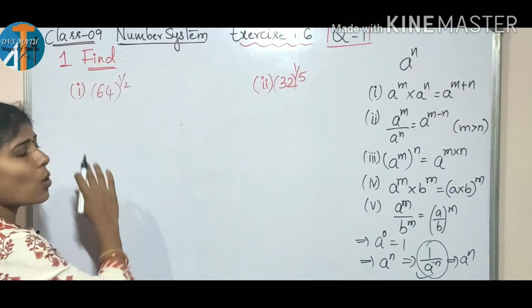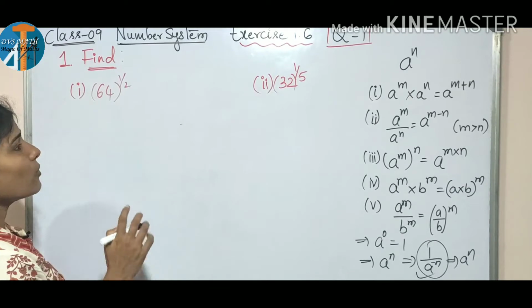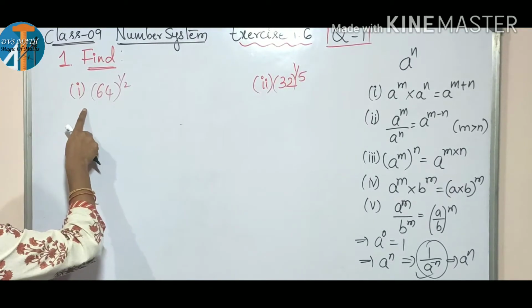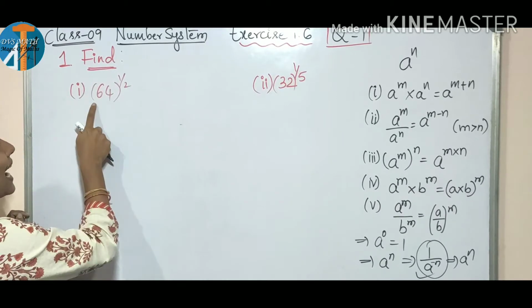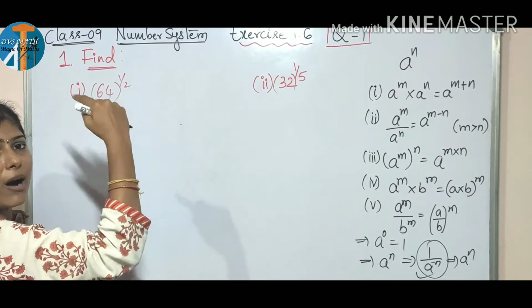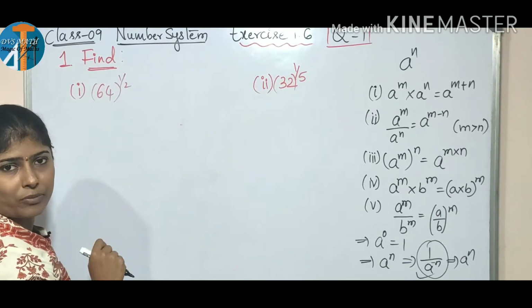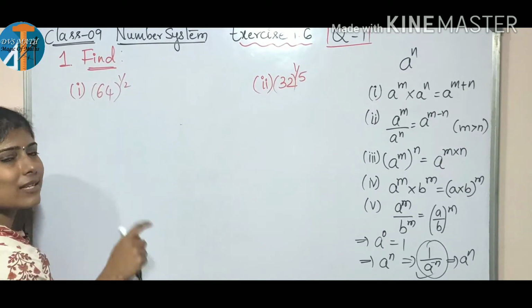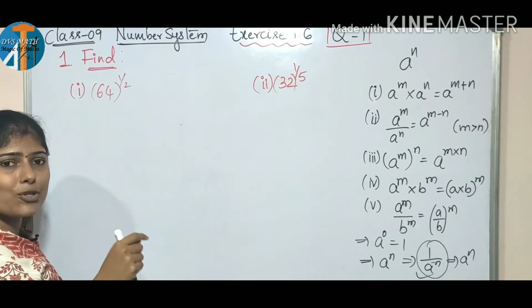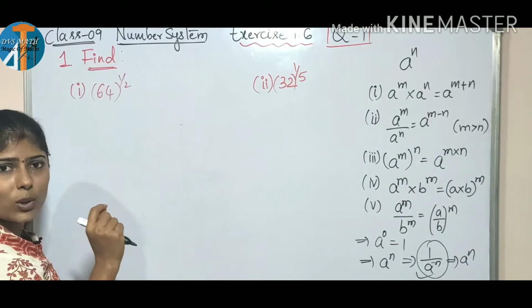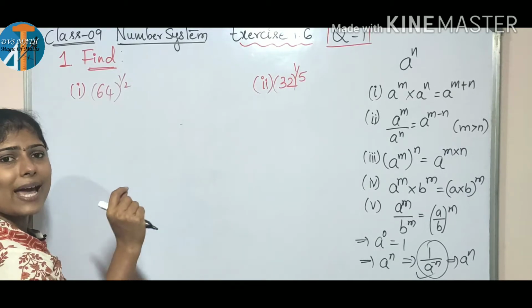Now let's go to question number 1. In this we have 3 sub-questions. First let us discuss the first. In sub-question 1 we have 64 to the power of 1 by 2. The base is 64, and we have to convert 64 in terms of an exponent.